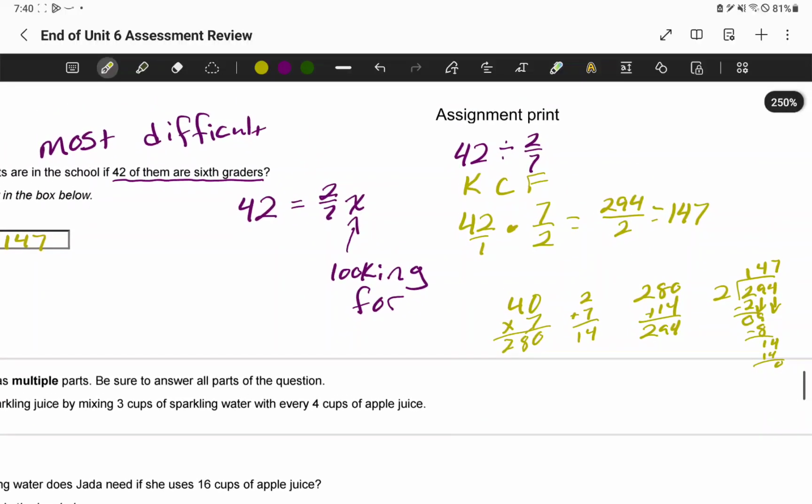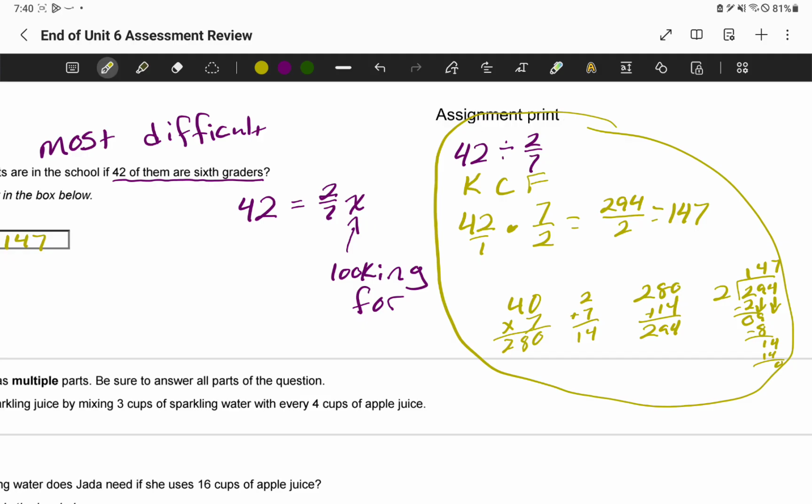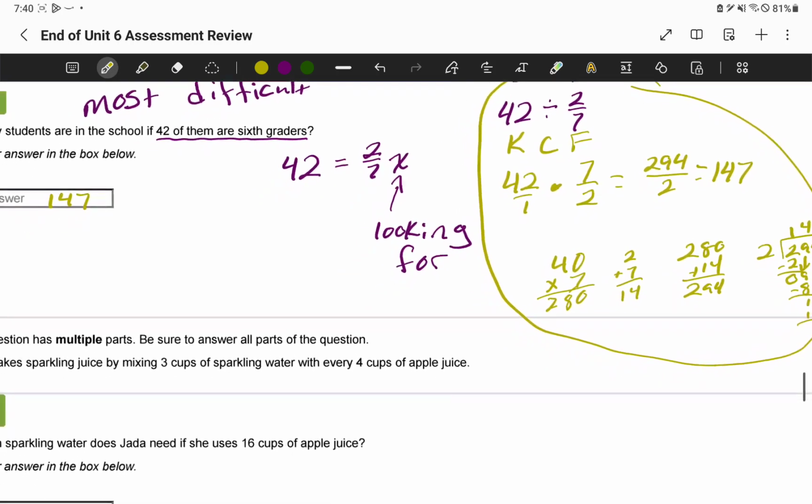Okay, and so this is why this is the most difficult question on the test, because everybody's going to want to do 2/7 times 42, but you have to do it backwards. Okay, this is the process for this question.